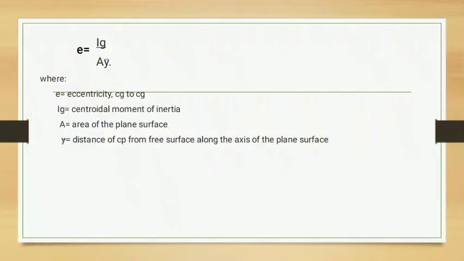So to find the eccentricity, eccentricity is equals to IG over A bar Y. E is equals to eccentricity, CG to CP. IG is the centroidal moment of inertia. And A is the area of plane surface, and bar Y is the distance of CP from free surface along the axis of the plane surface.